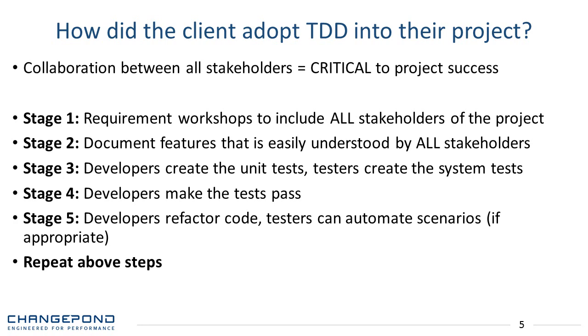In stage 4, the developers will implement the scenarios with just enough code to make the unit test pass. In stage 5, the developers will refactor their code to meet design and quality guidelines. Testers can try to incorporate their test cases into an automation tool if it is appropriate for the feature and will add value to the process. And finally, the above stages should be repeated in a continuous cycle of review and refinement.